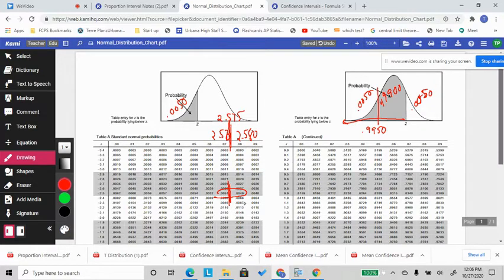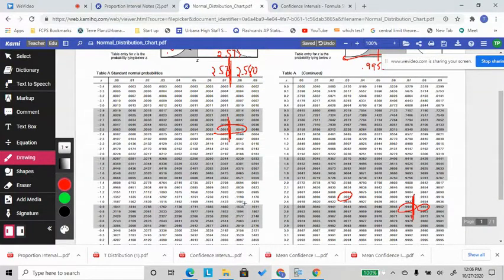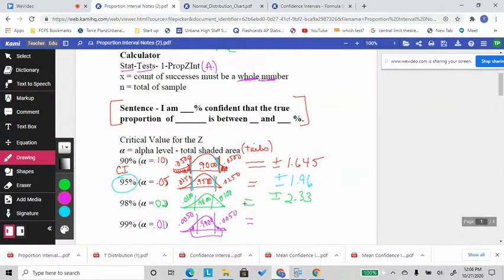Looking at the positive side, it'll be the same. 2.57 is 9949 and 9951. We're going to split the difference right in between 2.57 and 2.58. I'm going to split the difference and make it 2.575. Some books use 2.576. Some use 2.575.